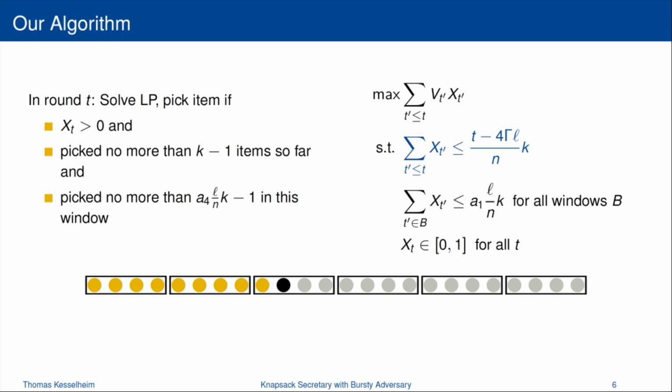Unfortunately, we don't know which of the rounds so far were actually random order or adversarial rounds, so we have to estimate this. And our estimation that we're using here is this t minus 4 gamma L over n.